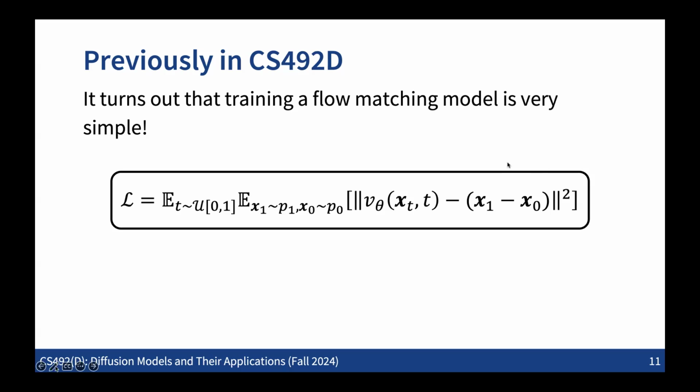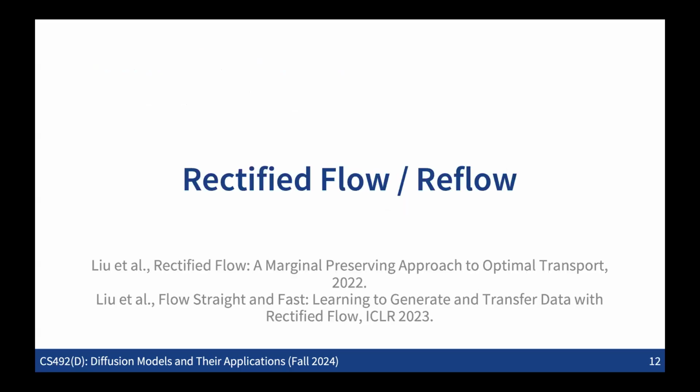Then the question might be: why do we care about flow matching? If the diffusion model works well, then should we really know about flow matching? And also, does the flow matching model work better than diffusion models? These are some natural questions, right?